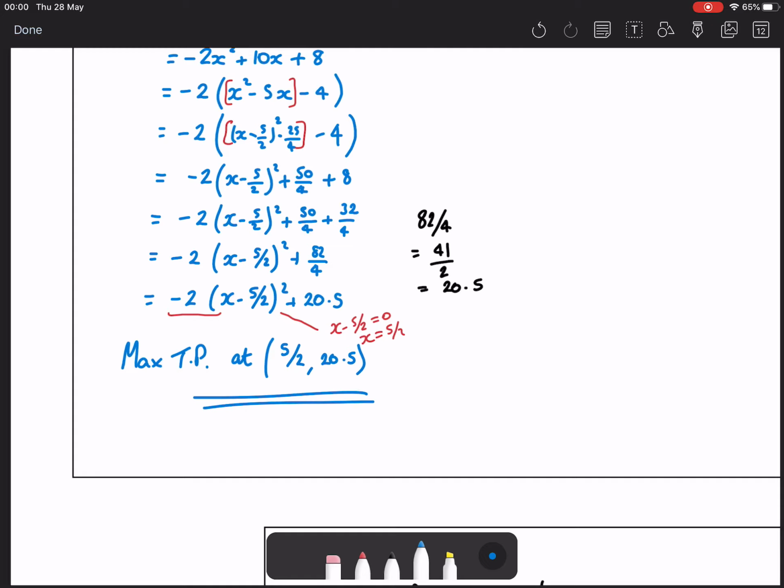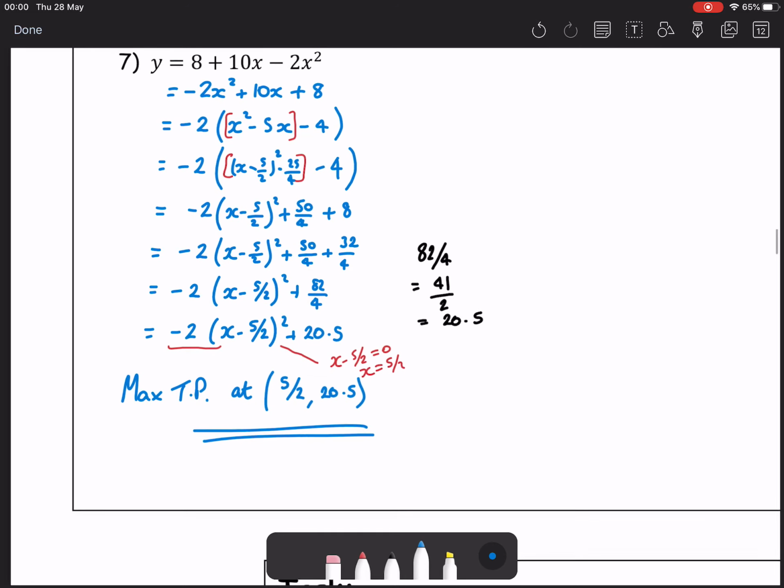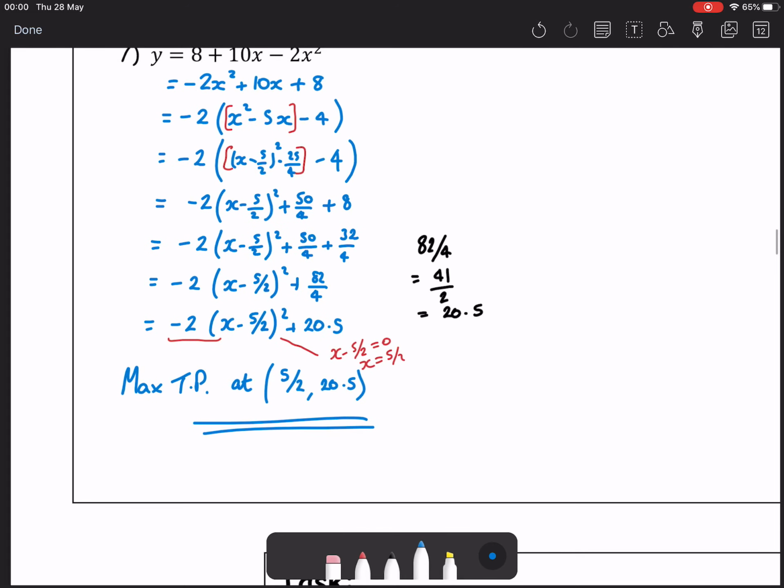And that is completed the square with a negative and coefficient greater than 1.